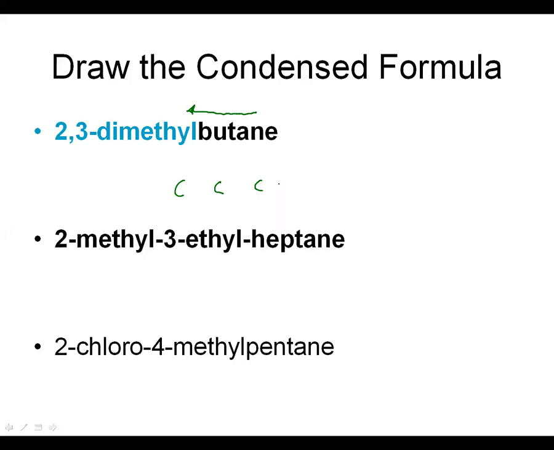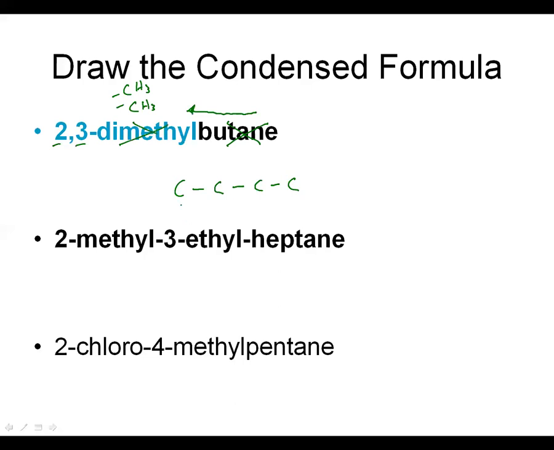I'm going to leave a little bit of room because we're going to add some stuff. Then we have dimethyl. The methyl is the CH3, and the di means we have 2 of them, at locations 2 and 3. The nice thing about drawing it is you can decide whichever way you want to go, left to right from 1 through 4, or right to left, either way.